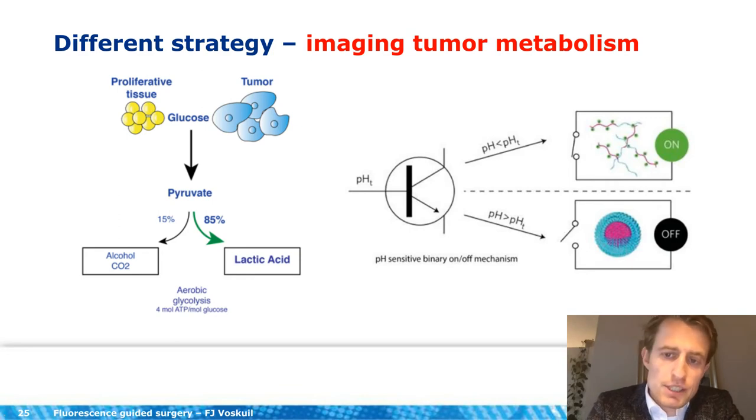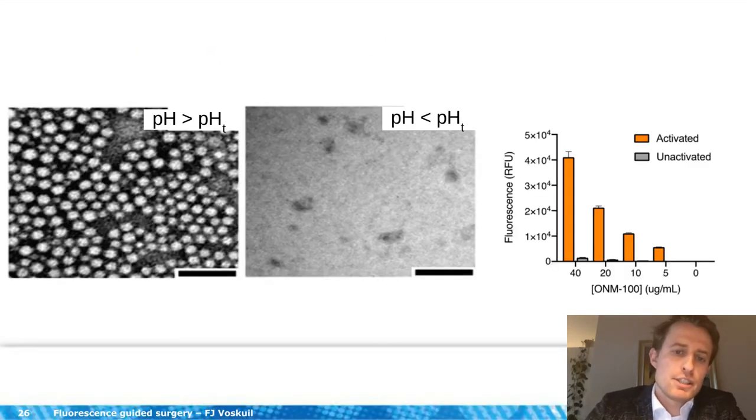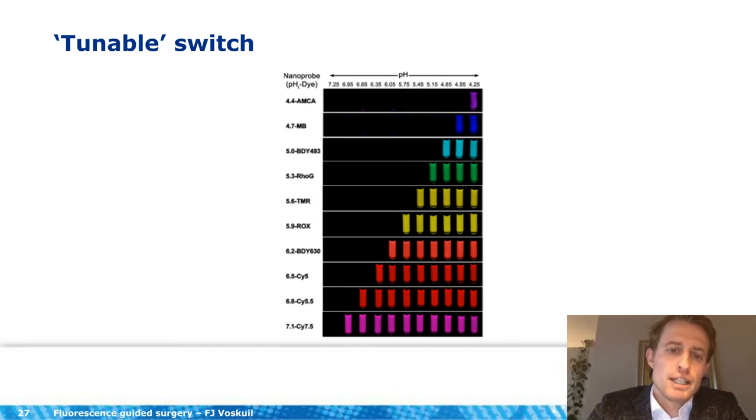How does it work? It consists of micelles, which are nicely aligned in the off state, and where the fluorescence compound is located in the center, and by quenching, there's no fluorescence. When the micelles fall apart, they are getting unquenched and the fluorescence is turned on. Here you can see it in a microscopic image. On the left, you can see the micelles, where the fluorescence compound is enclosed by the micelles because the pH is higher than the threshold, so there's quenching, no fluorescence is visible. And when the pH is below the threshold, the micelles fall apart and the fluorescence is activated. They developed a platform that they can tune the threshold to any pH that you want.